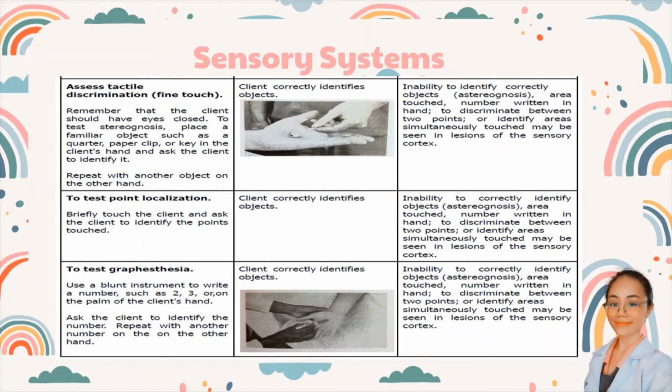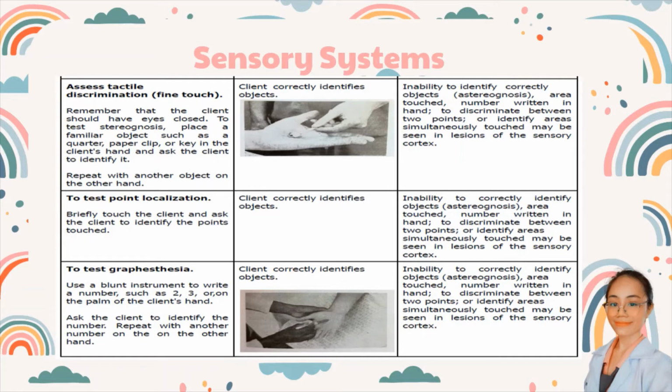So next, we have to assess the tactile discrimination of our client. Remember that the client should have their eyes closed to test this. Place familiar objects such as a quarter, paperclip, or keys in the client's hand and ask the client to identify it, and repeat with another object on the other hand.